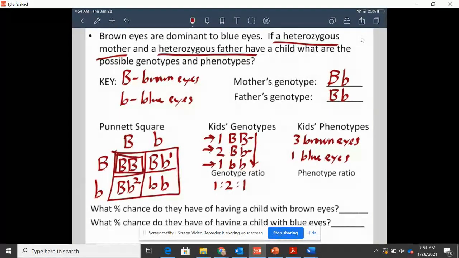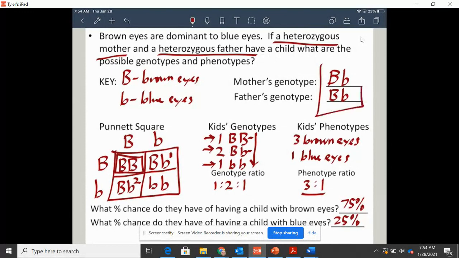And my phenotype ratio then is for every 3 kids I have with brown eyes, I should get 1 with blue eyes, or essentially, of my 4 possibilities, 3 out of 4 should be brown, which is 75%. So basically what that's saying is I have a 75% chance of having a child with brown eyes, and 1 out of 4, or 25% chance of having a child with blue eyes. So it's kind of interesting. Both mom and dad were heterozygous and had brown eyes, but they could technically have a blue-eyed baby. They actually have a 25% chance down here of having a blue-eyed child.